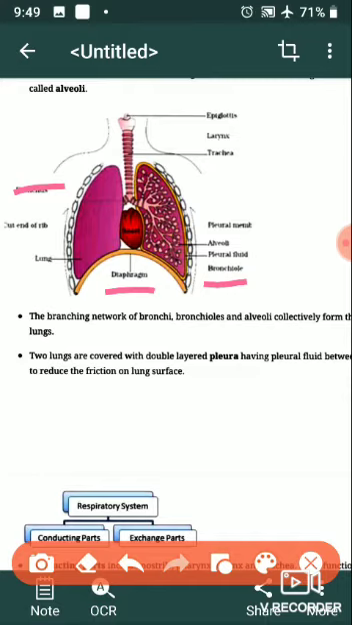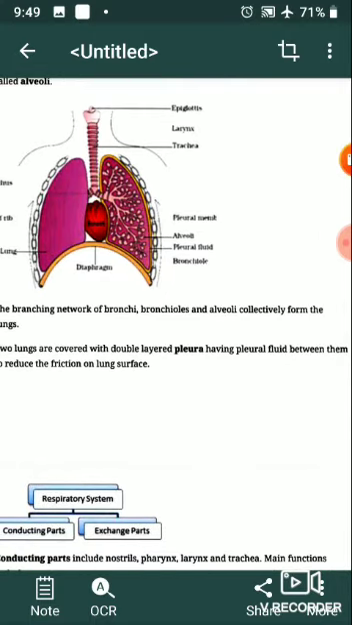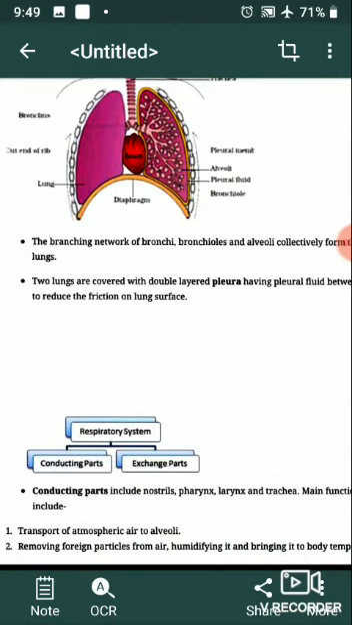Thoracic cage of ribs and lungs. The branching network of bronchioles and alveoli collectively form the lungs. Two lungs are covered with a double-layered pleura, having pleural fluid between them to reduce the friction on the lung surface.